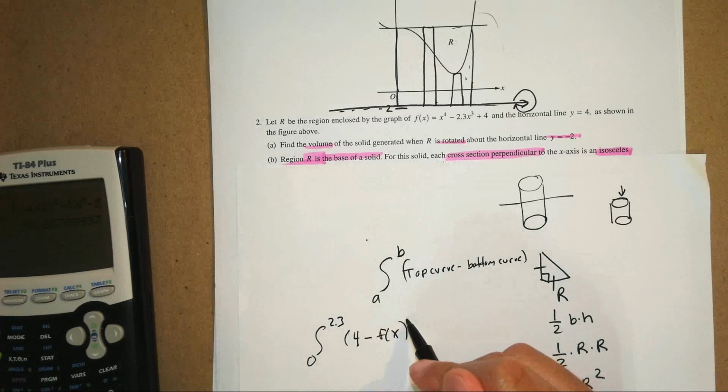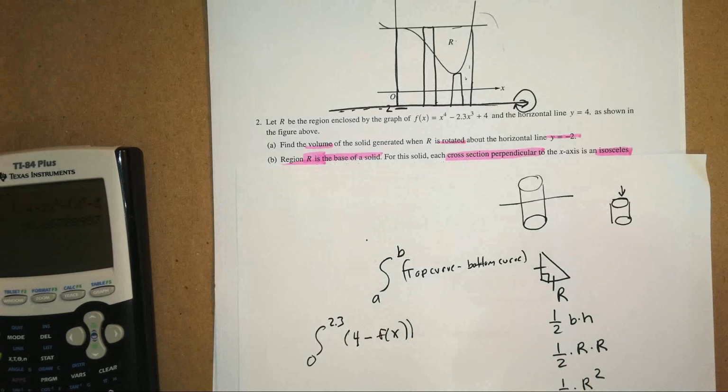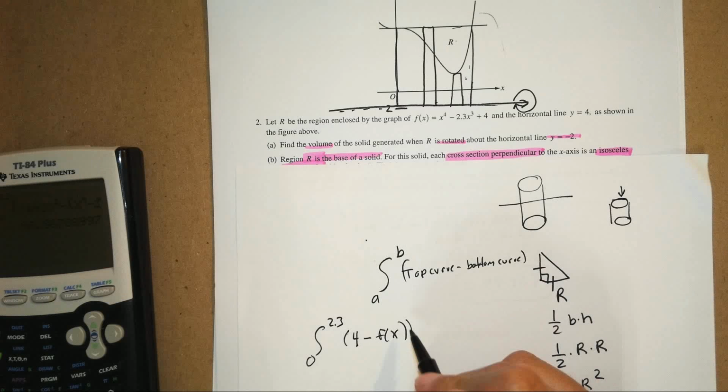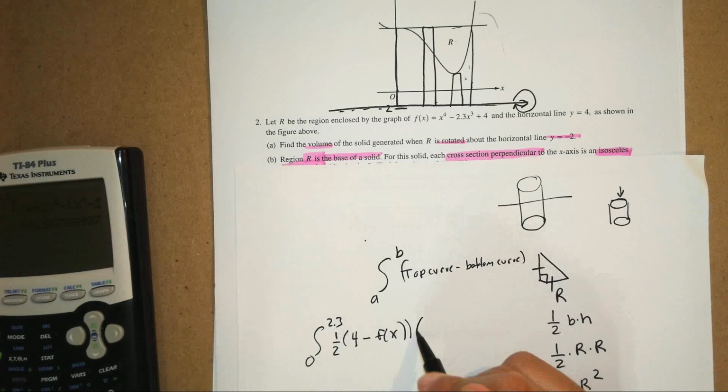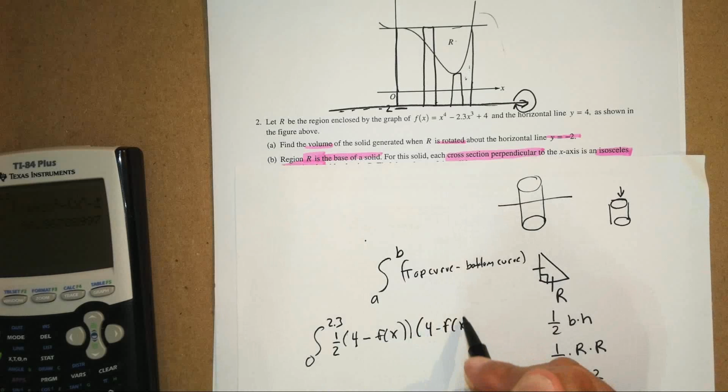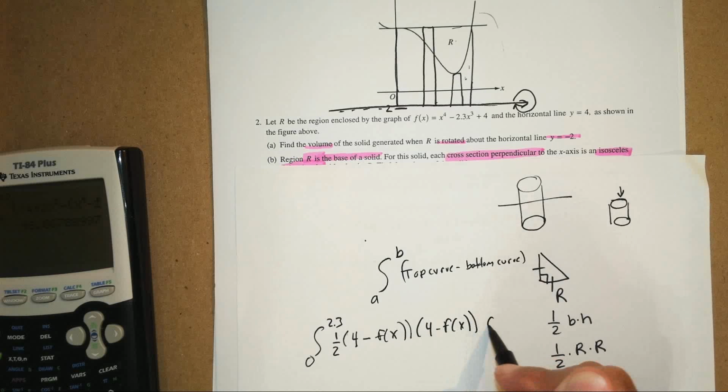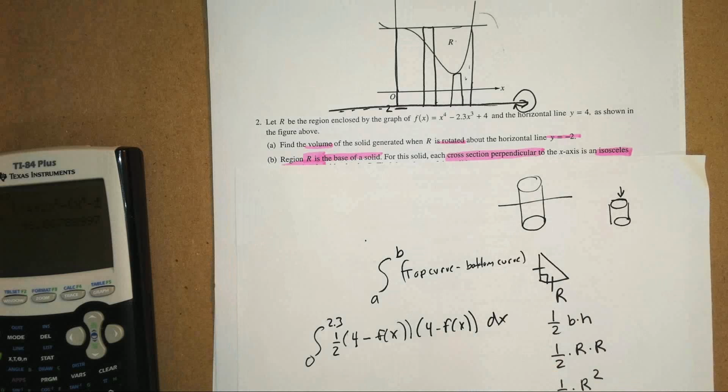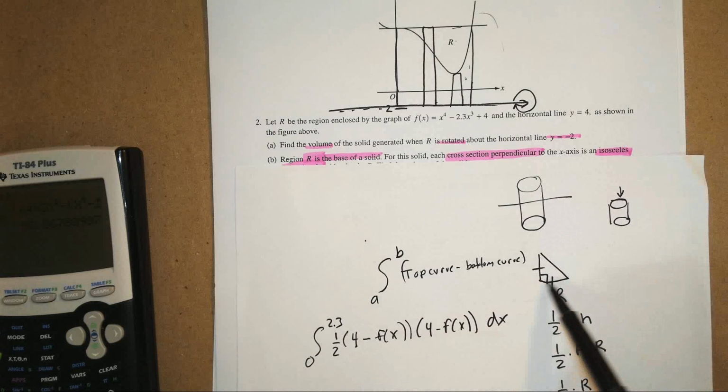Now, that's the area of your base, but the problem is we're doing an isosceles right triangle where the base is this area. So because of that, I'm multiplying it by half times 4 minus f of x, again dx, and that's the equation for the volume of the cross-section, because it's an isosceles right triangle and the region R, the base, is always your area.